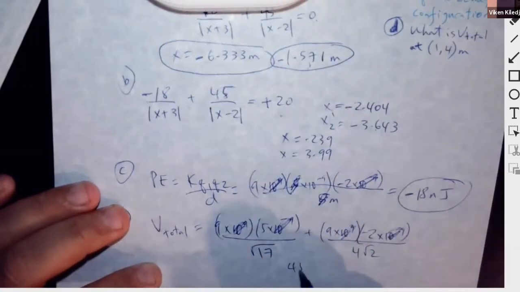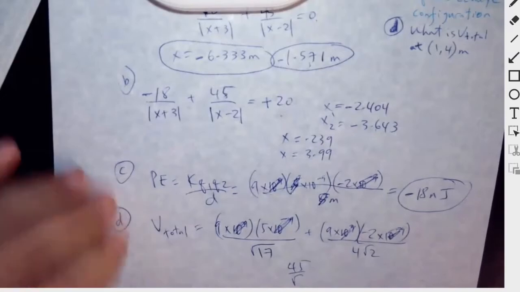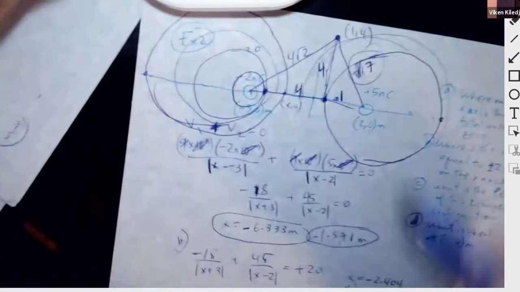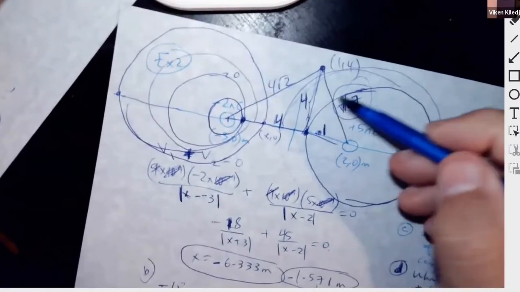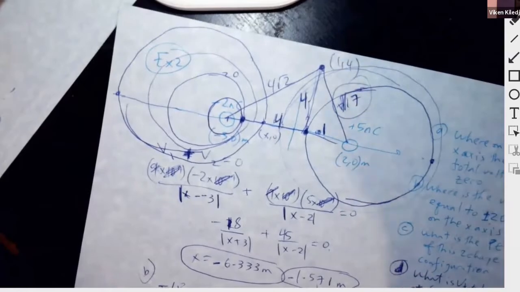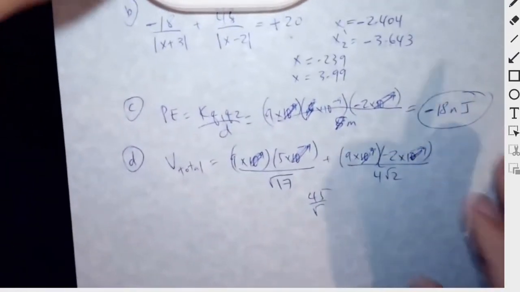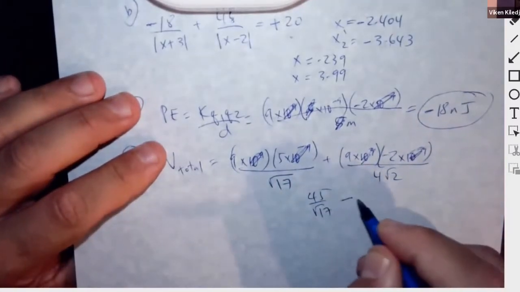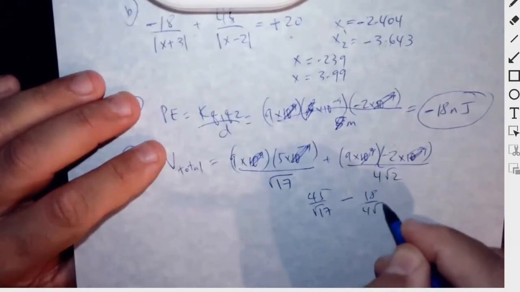So 45. You got 17 by doing the triangle? Yes, to get the hypotenuse. It was a 1,4 triangle, so square root of square this and square that. Yep, 1, 4. So it's 45 over square root of 17 minus 18 over 4 root 2.